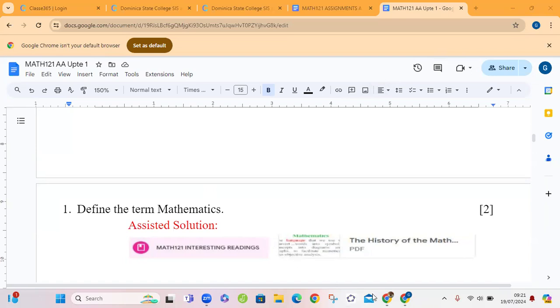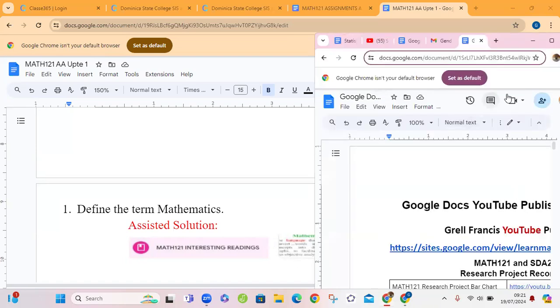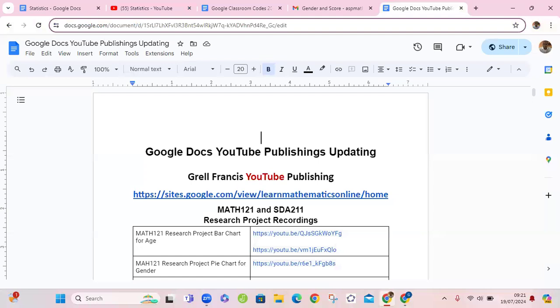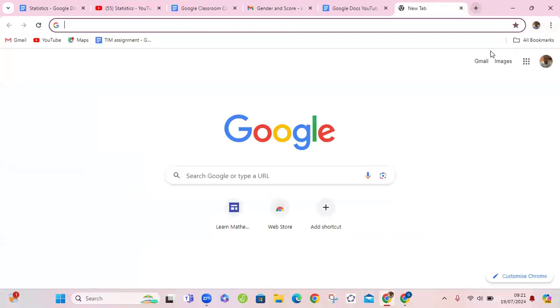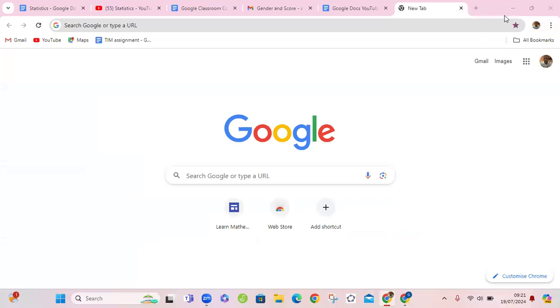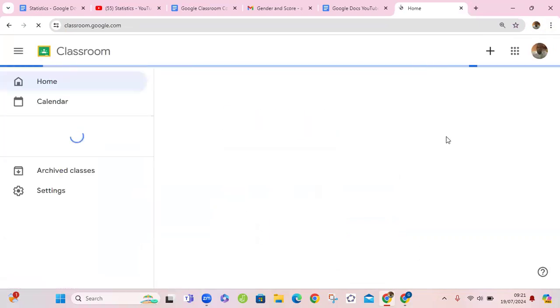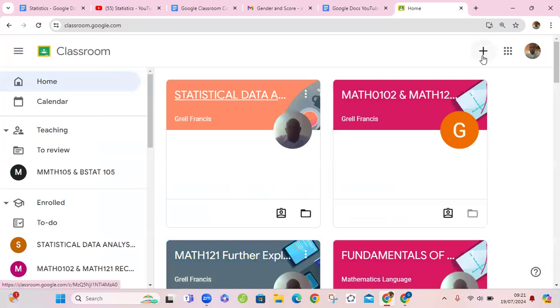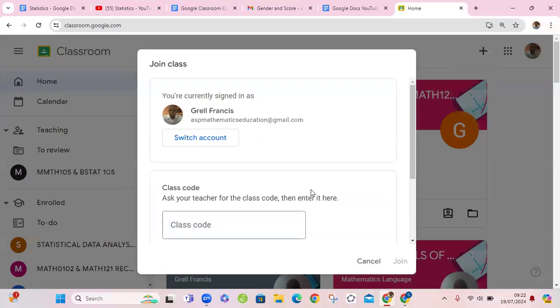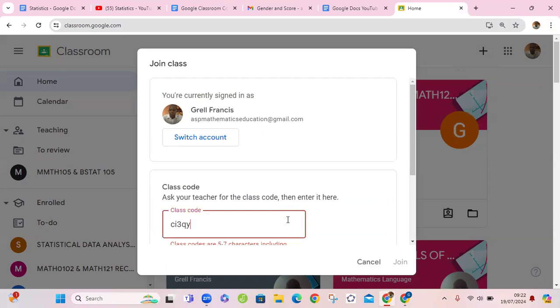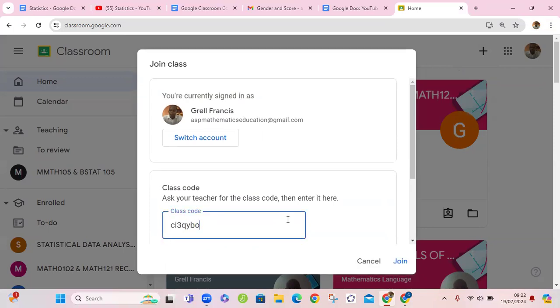So first, you go to your Gmail account. You can create a new tab, go to Google Apps, here, 9 dots. Go to Google Classroom. You go to create or join a class right here. You join a class and you type in CI3QYBO. By now, we should be familiar with this Google Classroom.